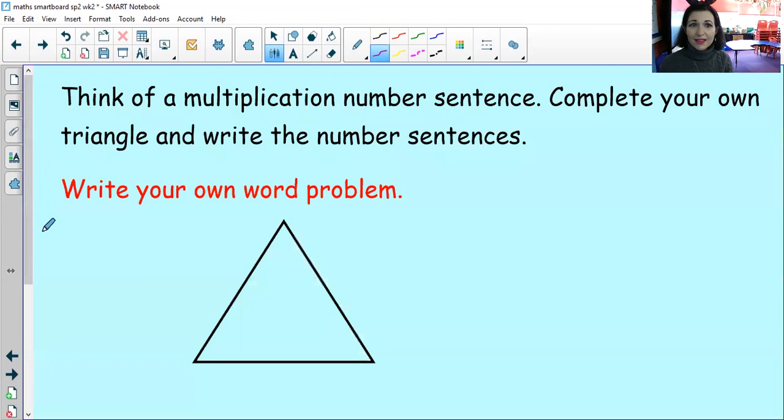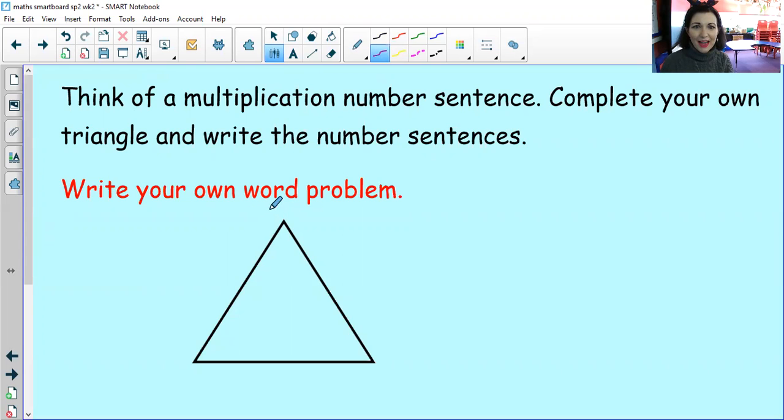So think of a multiplication number sentence. Then you're going to complete your own triangle and write the number sentence. Okay, the number sentences. But then to really challenge yourself, you are going to be writing your own word problem that goes with your number triangle, your multiplication division number triangle. Okay, so I think I'm gonna show you what I mean.